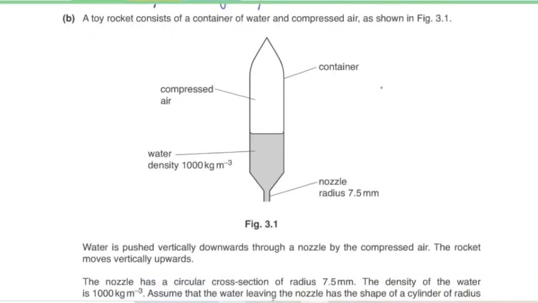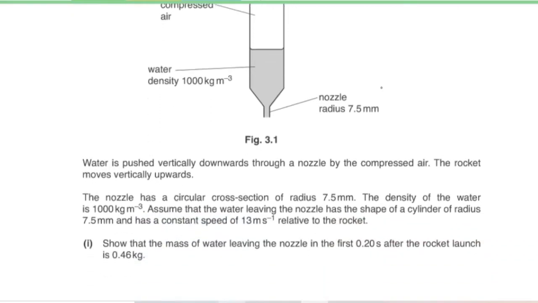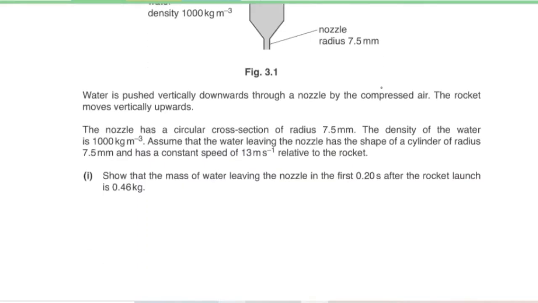Part B, a toy rocket consists of a container of water and compressed air. As shown in figure 3.1, water is pushed vertically downwards through a nozzle by the compressed air. The rocket moves vertically upwards. The nozzle has a circular cross-section of radius 7.5 millimeters. The density of the water is 1000 kilograms per meter cubed. Assume that the water leaving the nozzle has the shape of a cylinder of radius 7.5 millimeters and has a constant speed of 13 meters per second relative to the rocket.